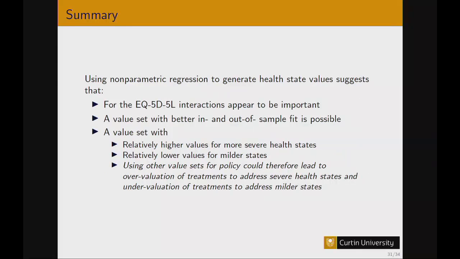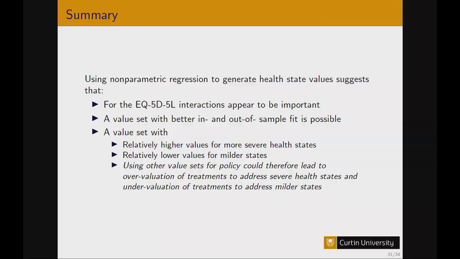Okay. Now, nonparametric regression suggests that interactions appear to be important. So in a basic model, you see a lot of the algorithms differ based on what type of interactive effect is included. The strong increase in the results, like the better in-sample and out-of-sample fit, suggests that there are additionally more complex interactions going on here between the dimensions and values of health, which is pretty widely accepted by people who use these measures. The value set is better in and out of sample.